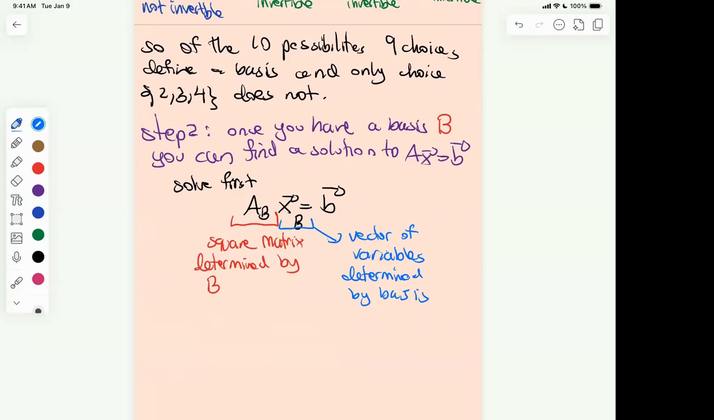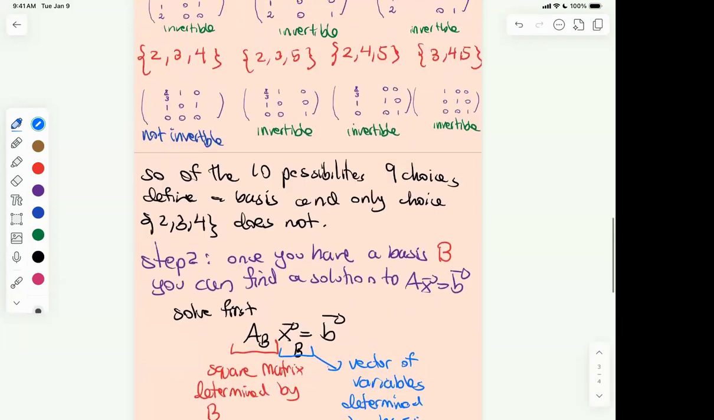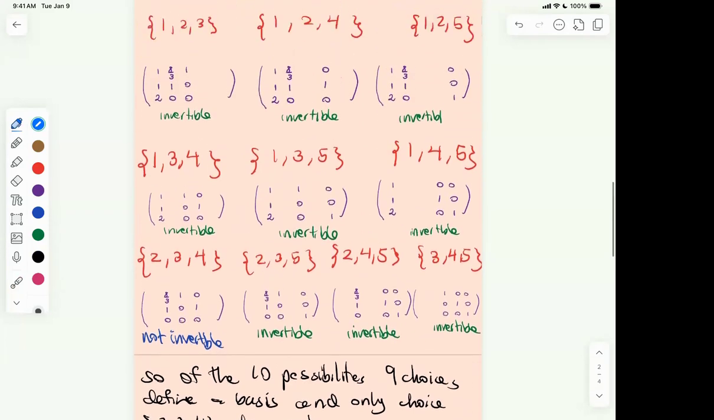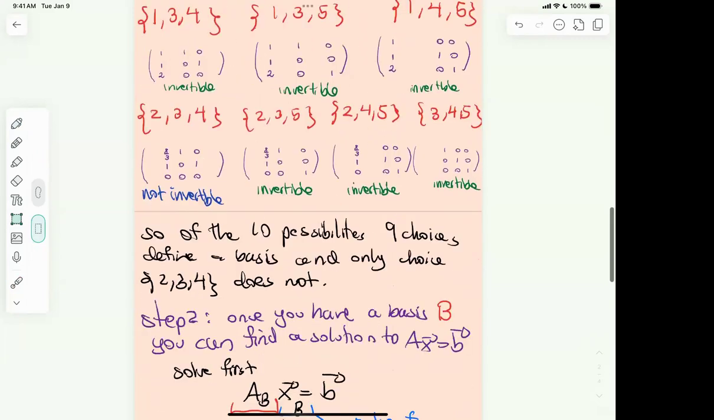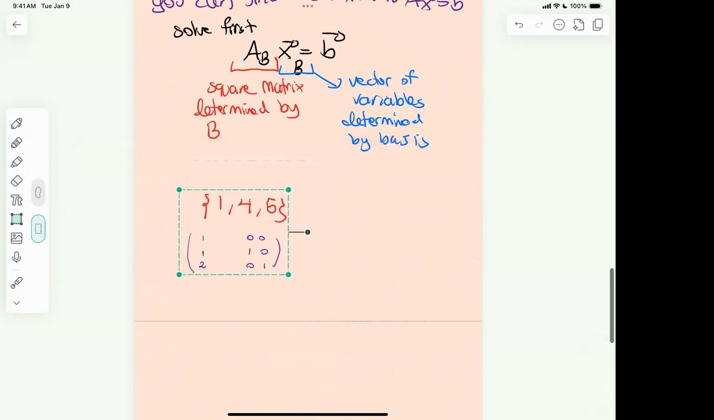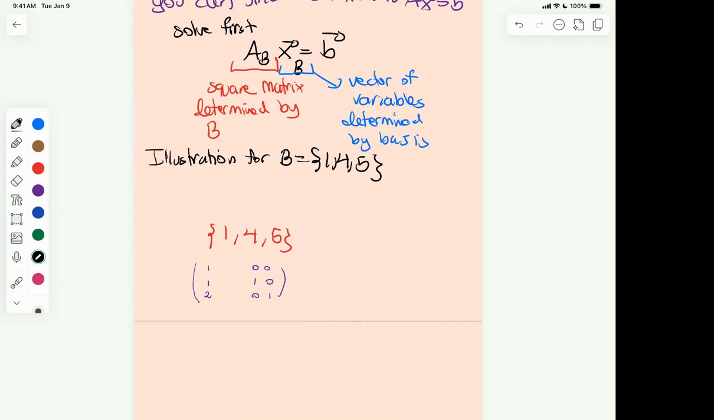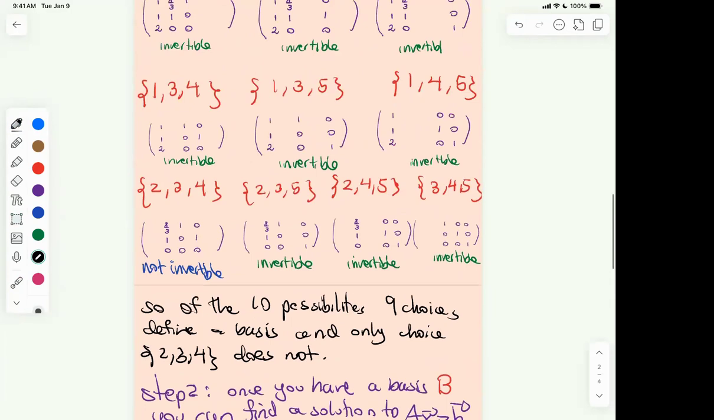Okay, I'll do it for one of the 9 that is not immediately obvious. Let me choose one that doesn't take too much time. I'll do it for 1, 4, 5. So here's an illustration of how this method works for the basis 1, 4, 5.